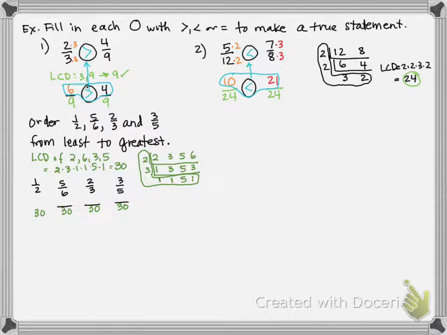All their fraction bars, and then we start doing our math. Okay, so we've got 2 times 15 is 30, and 1 times 15 is 15. Then we've got 6 times 5 is 30, so 5 times 5 is 25. And then we've got 3 times 10 is 30, so 2 times 10 is 20. 5 times 6 is 30, and 3 times 6 is 18.